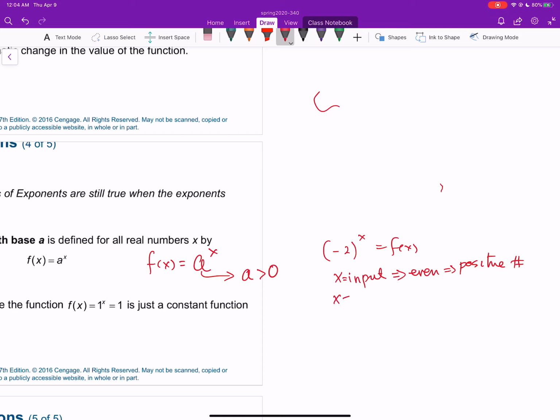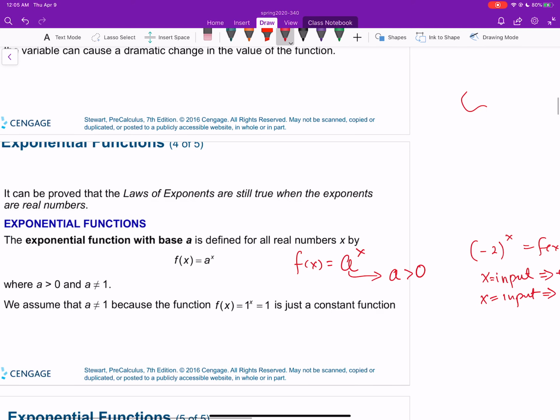But if the x, which is the input, are odd numbers, then you end up getting negative numbers. That is not the characteristic of an exponential function. It's supposed to grow and not be bouncing between a negative number and a positive number. So for that reason, we'd like to make sure that our base is always greater than 0.